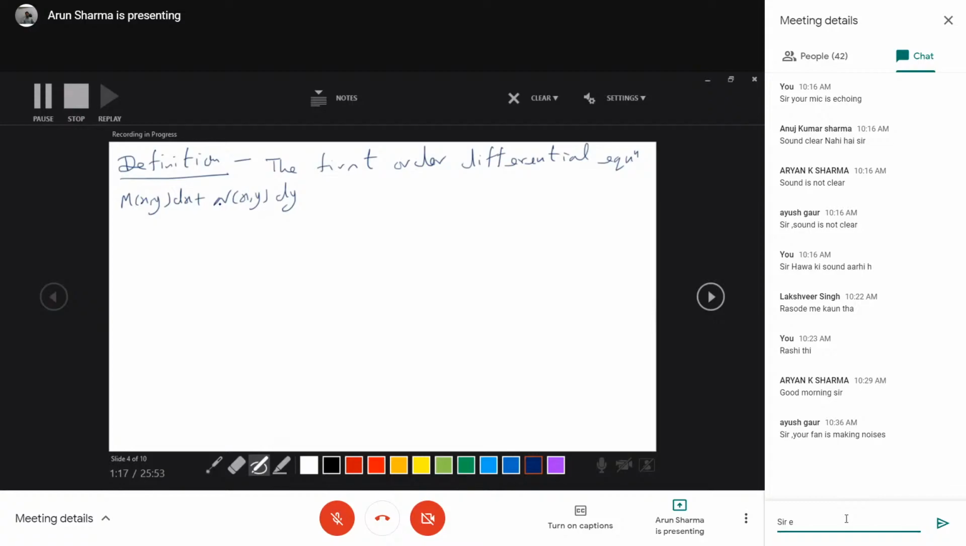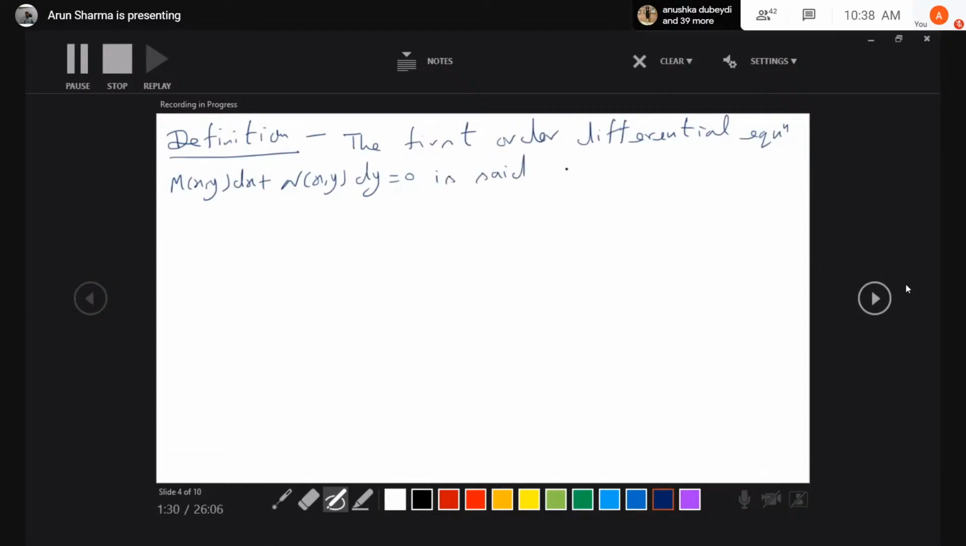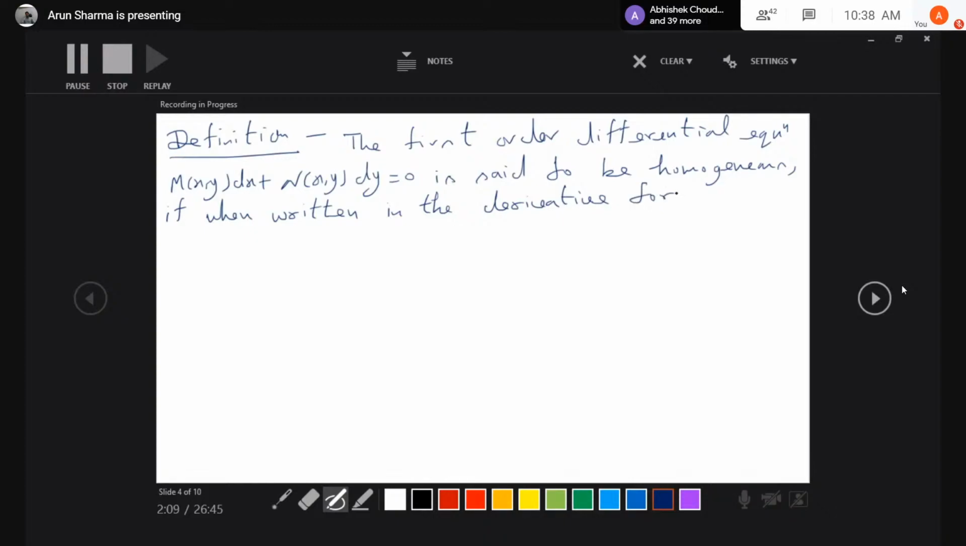So the first order differential equation M(x,y) dx plus N(x,y) dy equals 0 is said to be homogeneous if, when written in the derivative form, which one is the derivative form? This: dy by dx equals f(x,y).